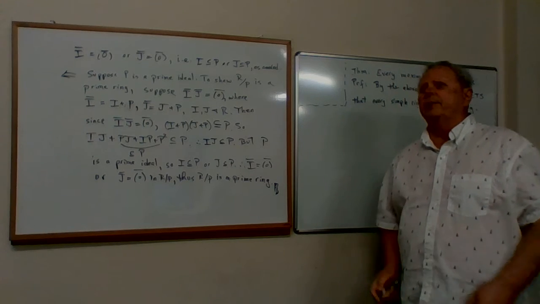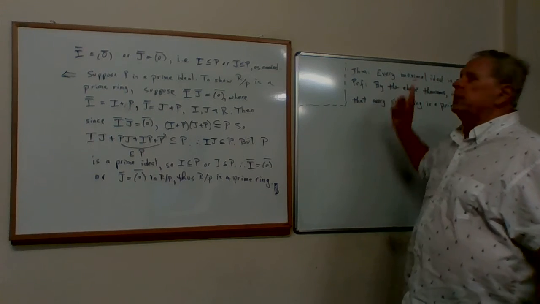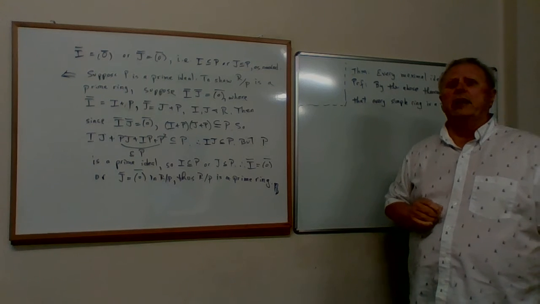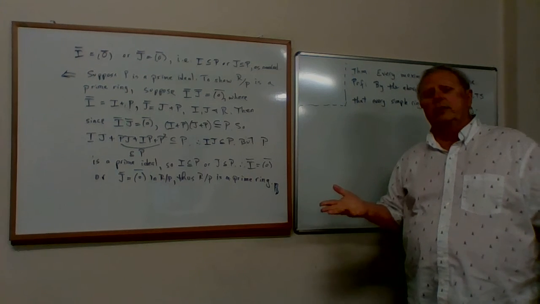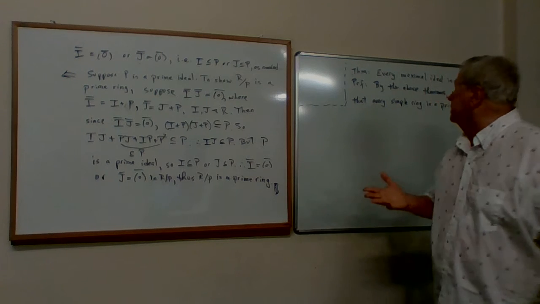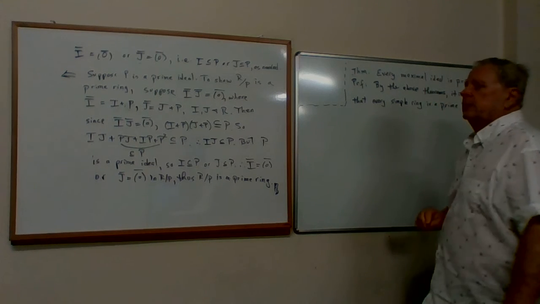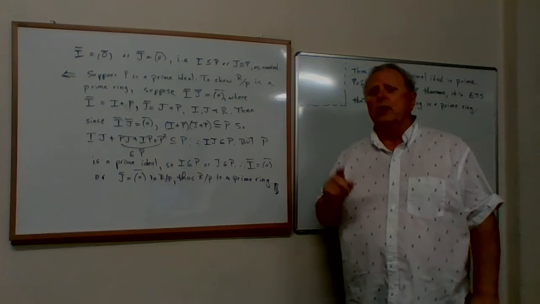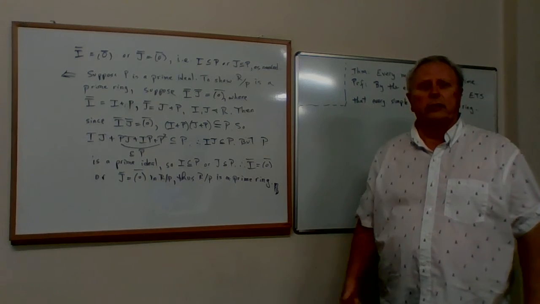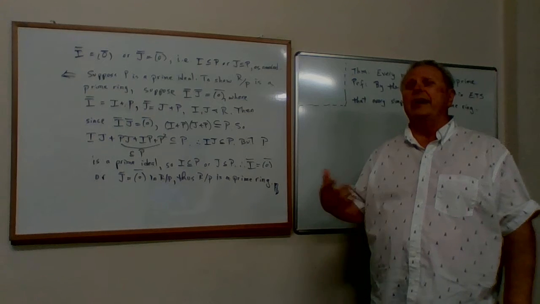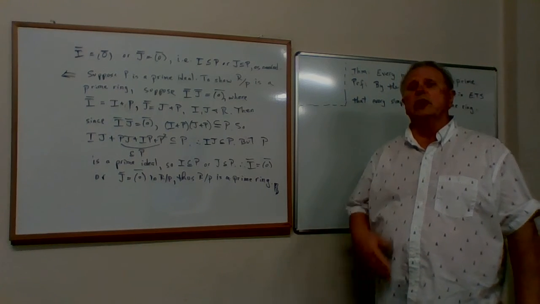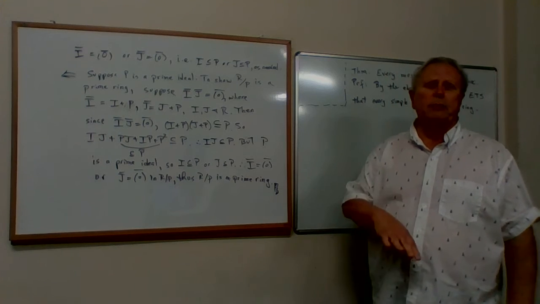Because suppose that I have a maximal ideal, call it M. Then I want to show that M is a prime ideal. But in order to show that it's a prime ideal, it's enough to show that R mod M is a prime ring. Well, R mod M is a simple ring by the theorem that we did previously, so it's enough to show then that a simple ring is a prime ring.